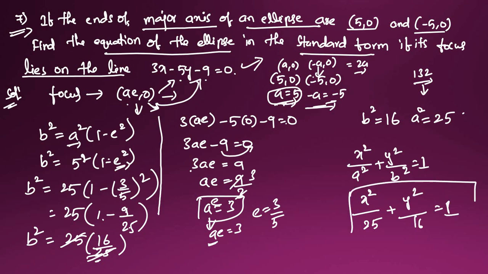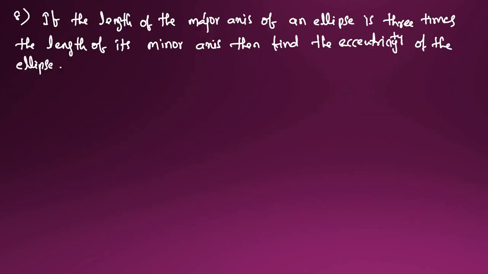So this is the standard form of the given question. Now this is the end of the seventh question. Now moving to the eighth question. The eighth question is: if the length of the major axis of an ellipse is 3 times the length of its minor axis, then find the eccentricity of the ellipse.